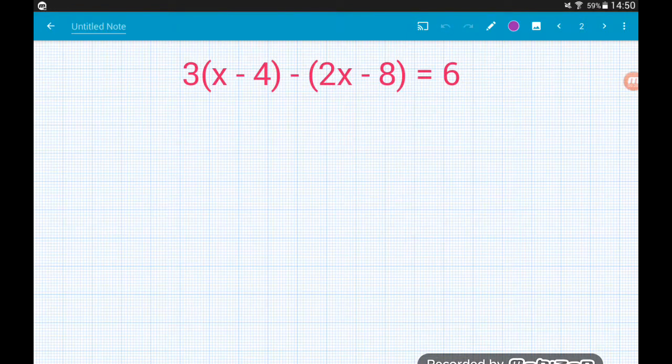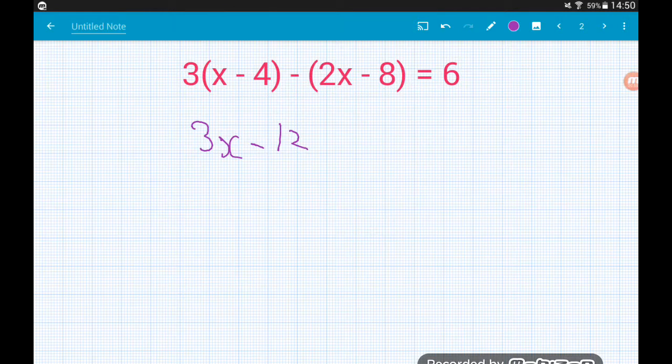Okay, so for the first example then, we've got an equation involving brackets. What we need to do with these first of all is to expand the brackets and then simplify what we get on the left hand side. So with the first bracket then, 3 times x is going to give us 3x. 3 times minus 4 will give us minus 12. And now we've got minus 2x minus 8.